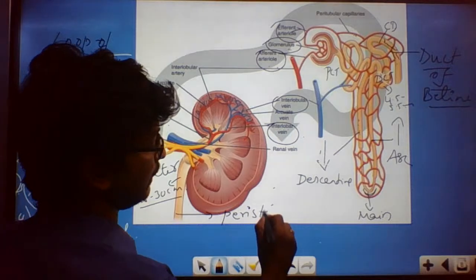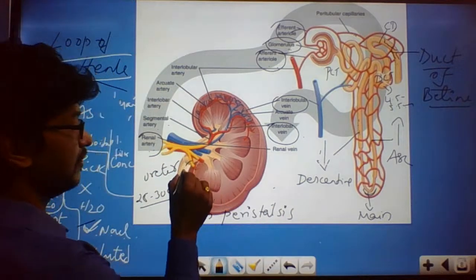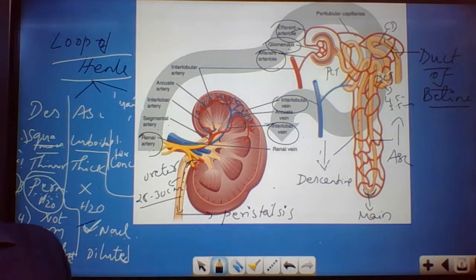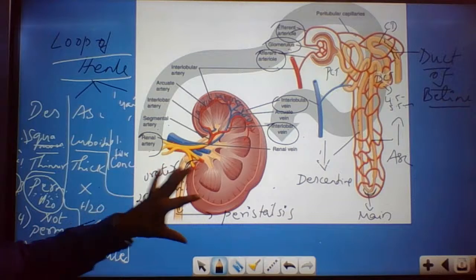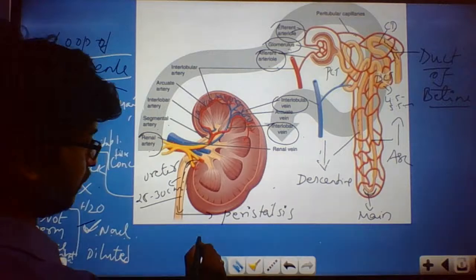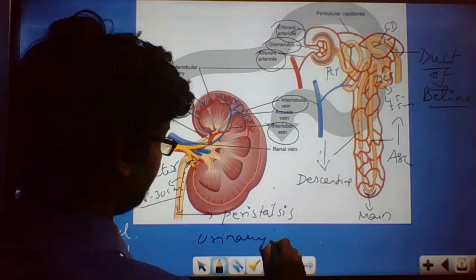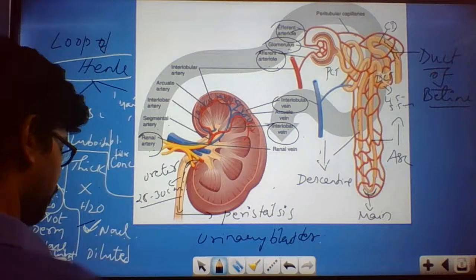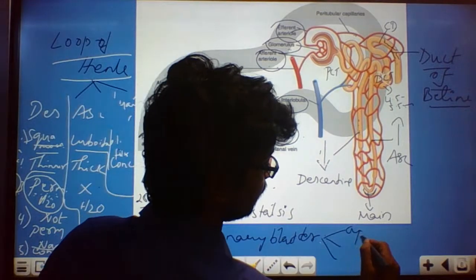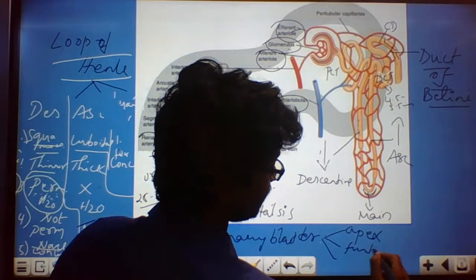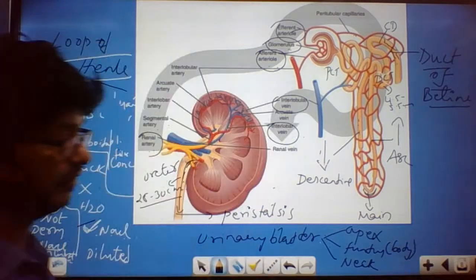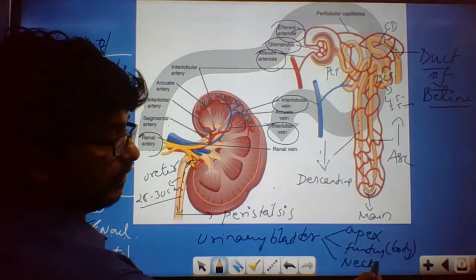The ureter undergoes peristalsis, through which the filtrate coming out from the pelvic region goes and gets collected inside the urinary bladder. Coming to the urethra, before that we go to the urinary bladder. The urinary bladder consists of three parts: apex, fundus, and neck. The fundus is nothing but the body of the urinary bladder.